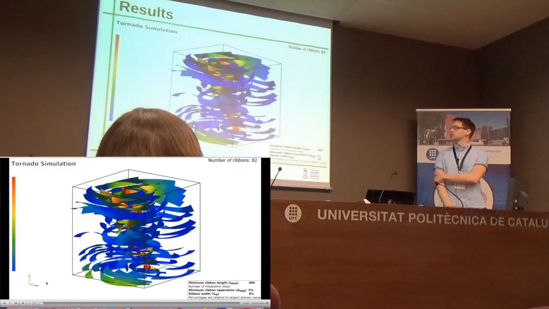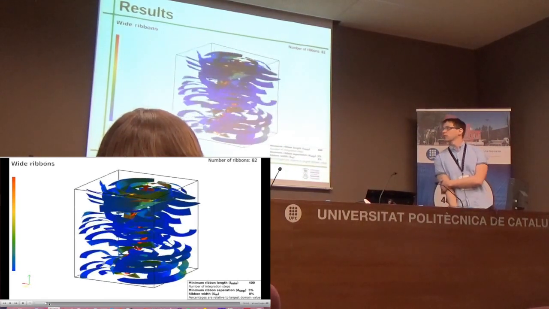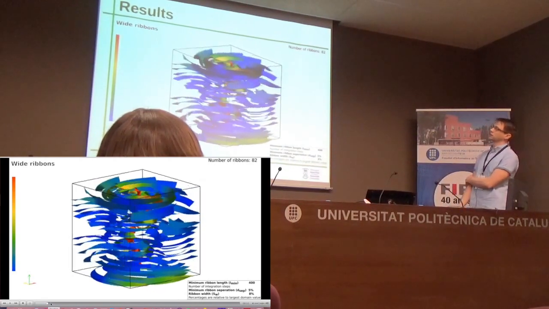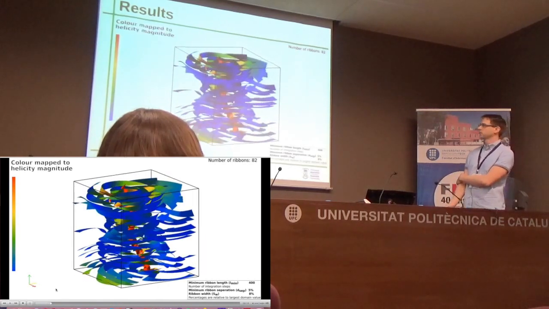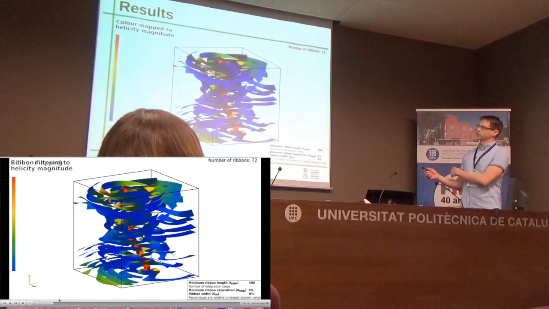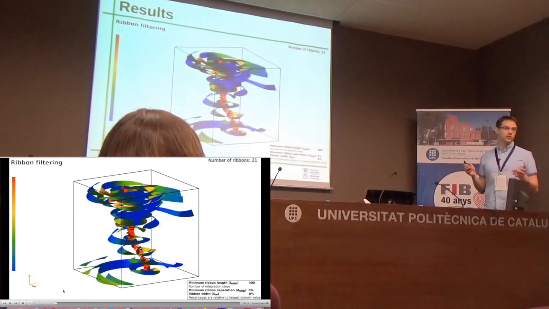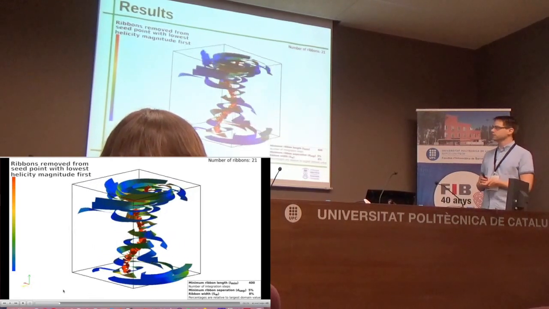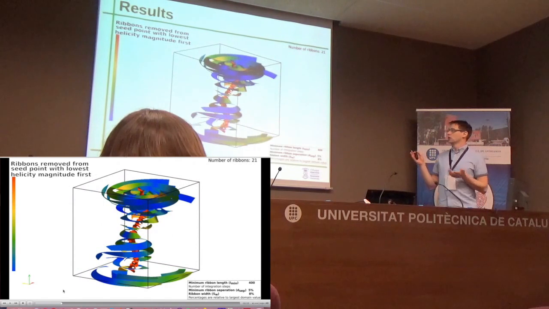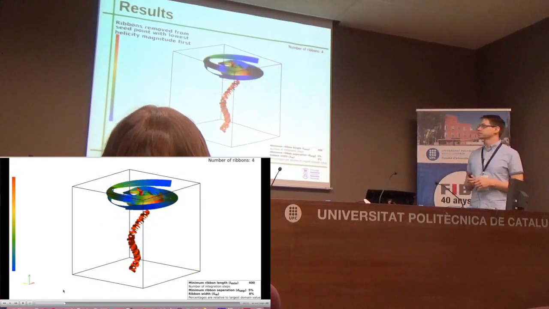Now we'd like to move on and show you some demonstrations of our algorithm. So here we have a tornado simulation, and we're comparing the difference with wide ribbon width, which I mentioned earlier. So here we have wide ribbons, quite a lot of occlusion. You can see the filtering here. We're filtering away from the outside and leaving the vortex core. But still we have some occlusion and clutter in the image.